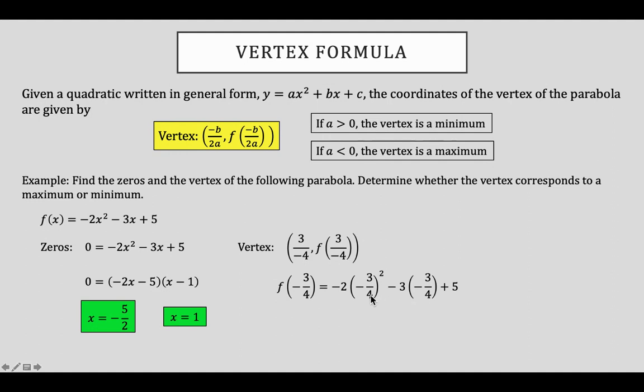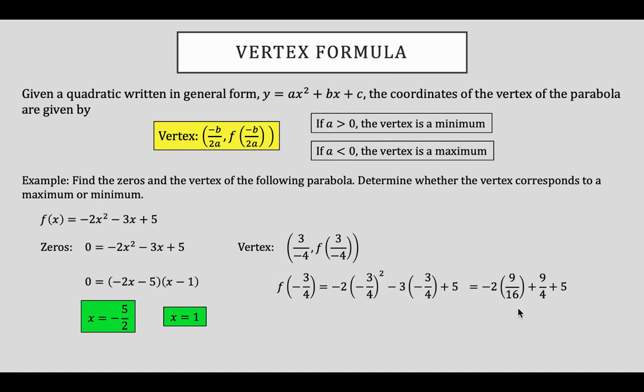Well, to square a fraction, we simply square the numerator and the denominator. Notice because this is negative, when we square it, it will become a positive. This will be a positive 9 over 16. All right, and then we have to multiply these two fractions. When I multiply fractions, we just go straight across. So this gives me a plus 9 over 4. I have negative 2 times 9 over 16 plus 9 over 4 plus 5. All right, we can do a little bit more algebra.